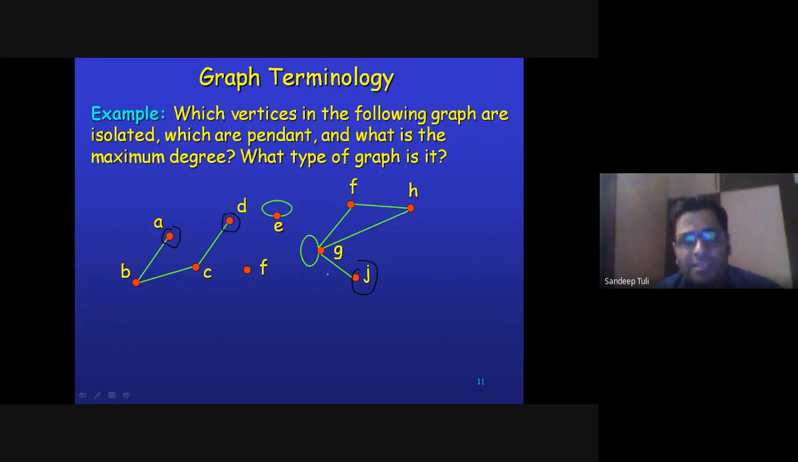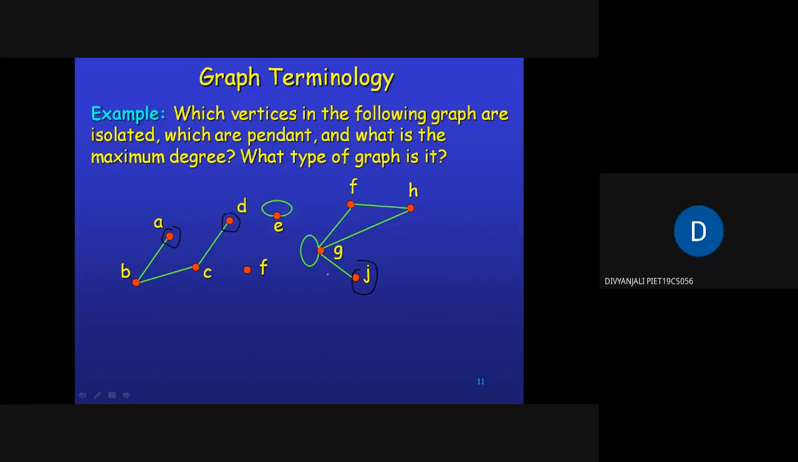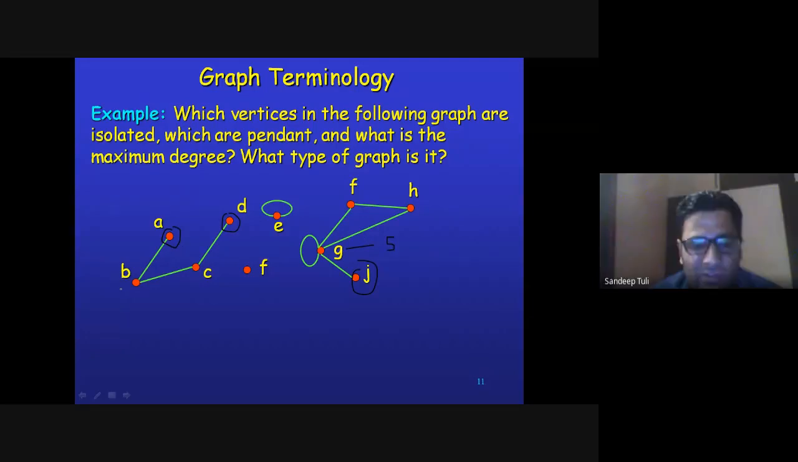What could be the maximum degree of this graph? The maximum degree is of G, which is 5. Very good. Now tell me what is the degree of B?